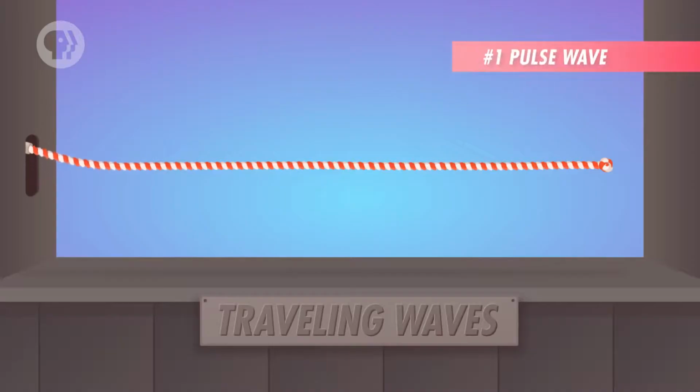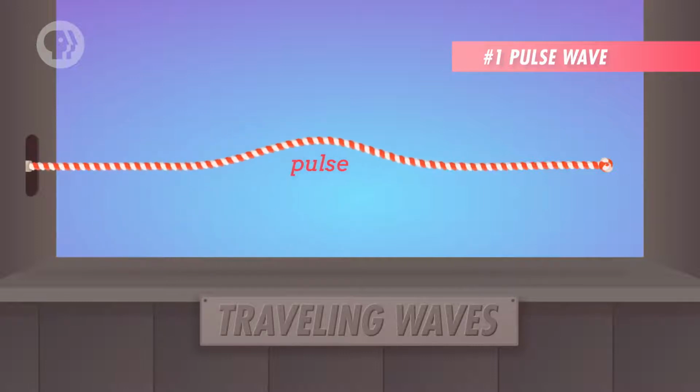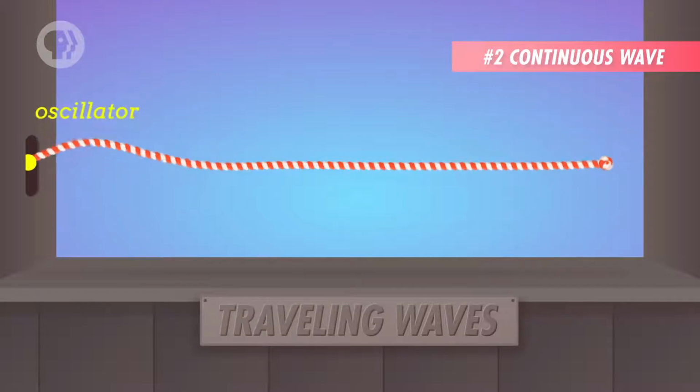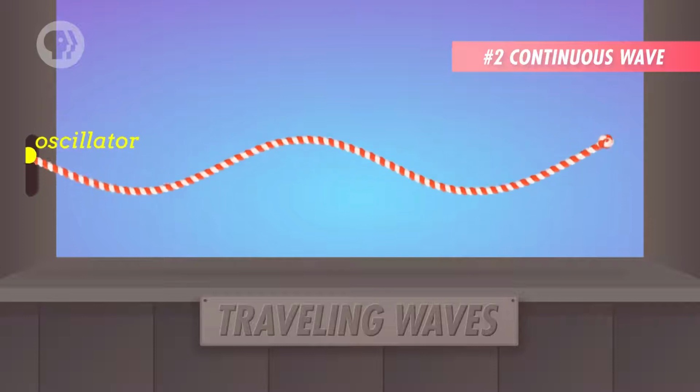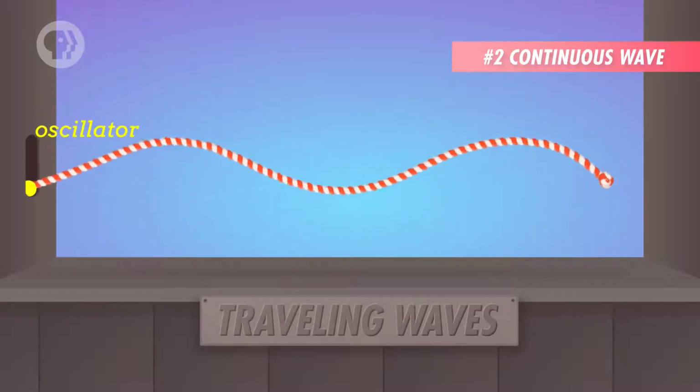A pulse wave is what happens when you move the end of the rope back and forth just one time. One lonely crest travels through the rope. That's the pulse. Then there's the continuous wave, which is what happens when you keep moving the rope back and forth. In that case, your hand is acting as an oscillator. Anything that causes an oscillation or vibration can create a continuous wave.